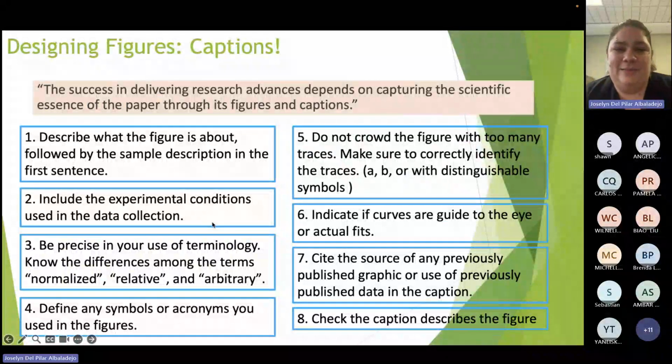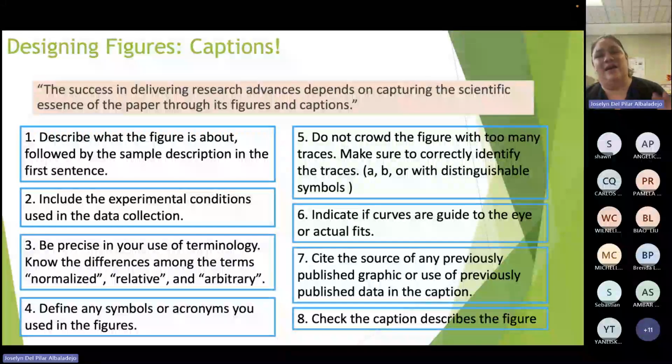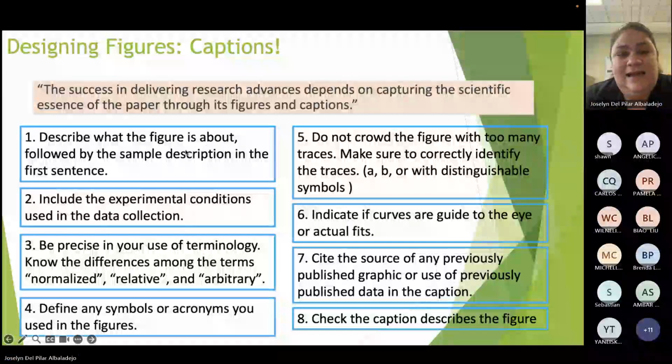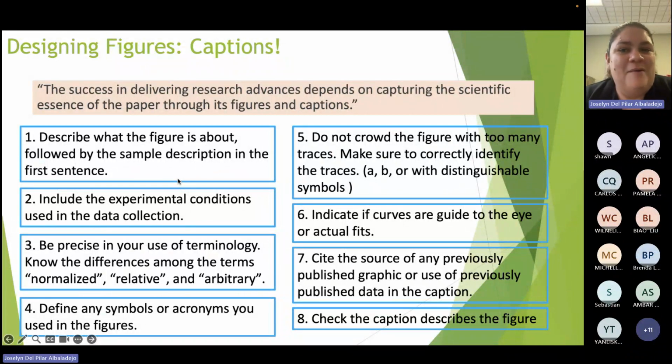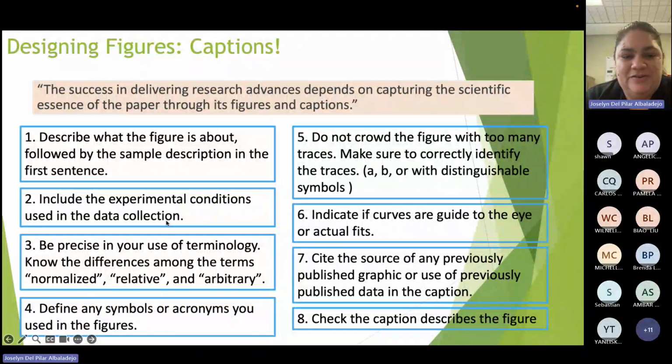How do you do the captions? The success of having a good visual will depend on how you capture the scientific essence for a paper. So try to always describe what the figure is about, a sample description, and that also includes parameters of the conditions of the experiment, right? Because we need to know what the pH was, what the temperature was, what measurements were done.